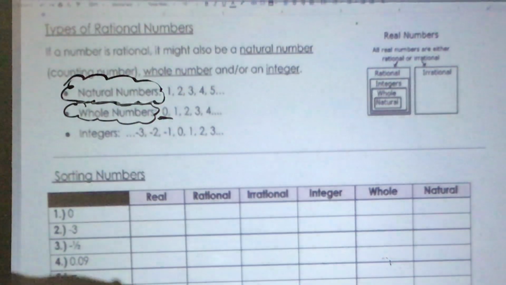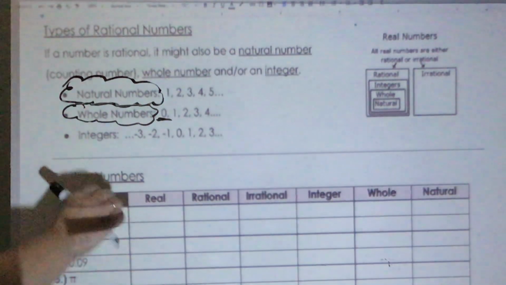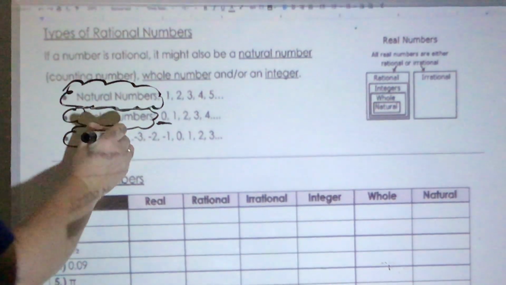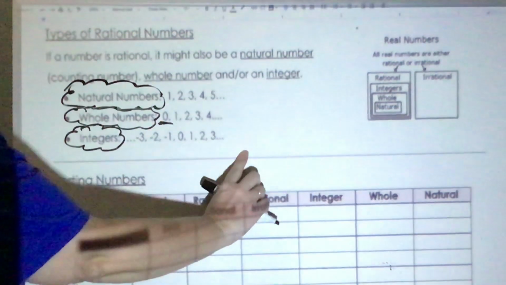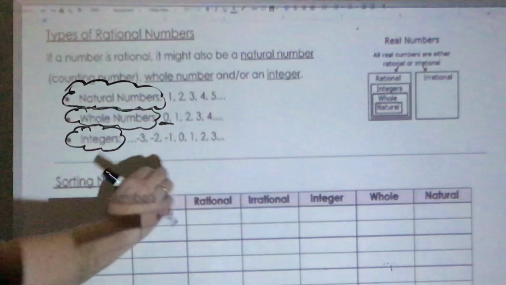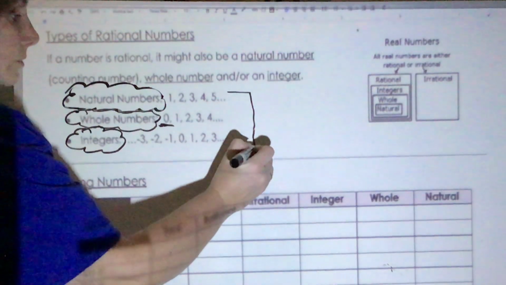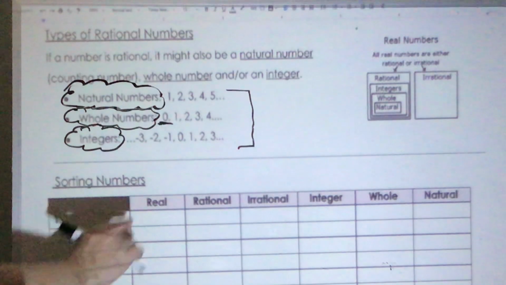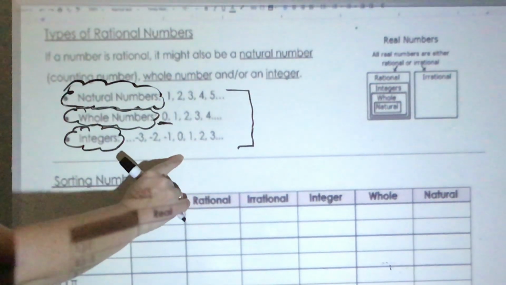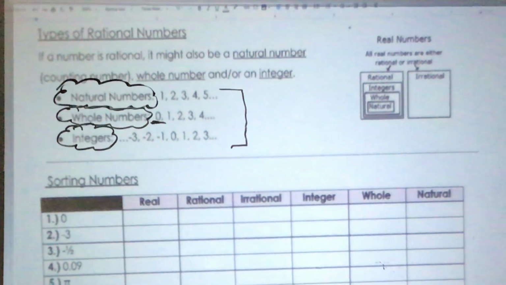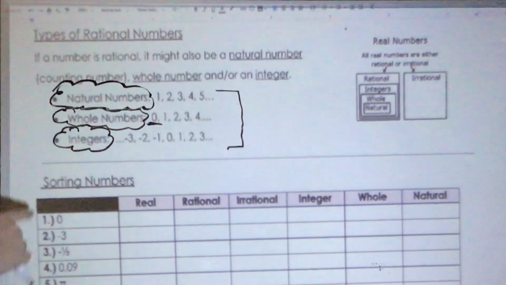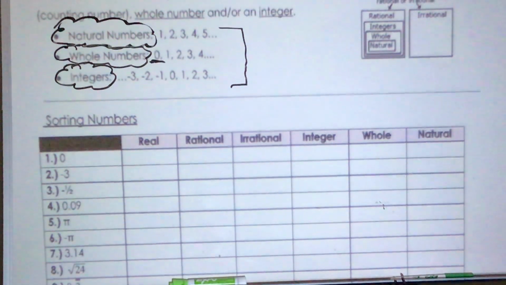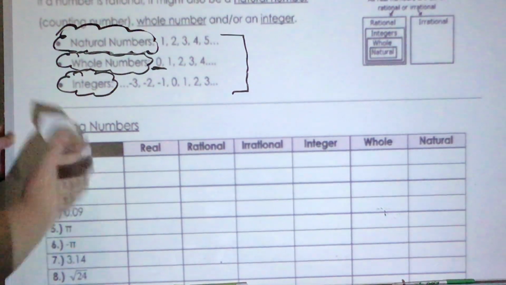So there are many numbers that have more than one category. And then the other category of rational numbers is integers. Integers are all the whole numbers plus their opposites. So these three types of numbers you like best because they don't involve any fractions or decimals. These are the numbers, when you get these answers, you think that problem works out perfectly because you get a nice number. So now we're going to look at a group of numbers and we're going to see if we can categorize them into all the different groups that they belong.